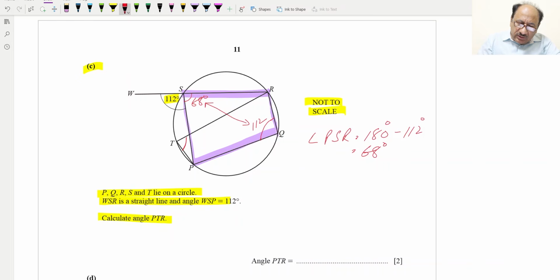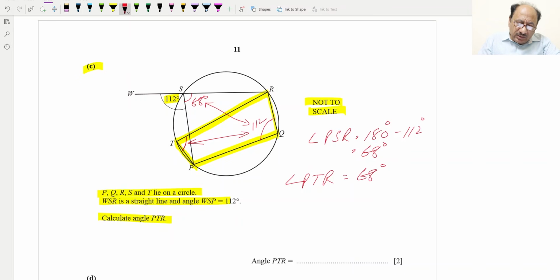So we reach till here, and now we can consider the other cyclic quadrilateral, which is this one. I will erase the previous one first so that you can understand. Now we are considering this cyclic quadrilateral, and opposite angles are adding up to 180 degrees. So angle PTR will be equal to 68 degrees.